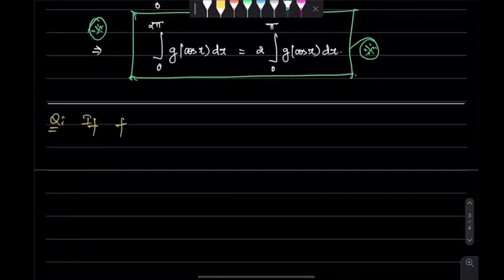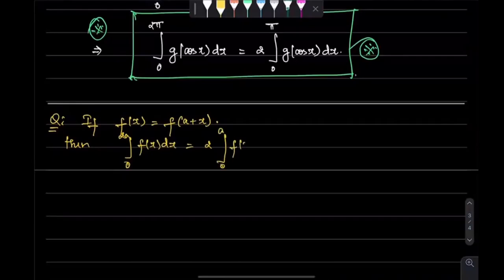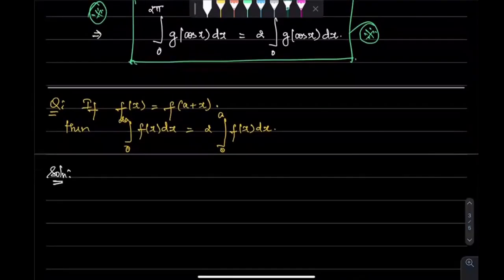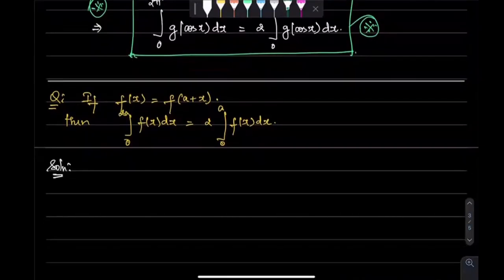If f of x is equal to f of a plus x, then integral 0 to 2a f of x dx will be equal to 2 times the integral 0 to a f of x dx. Do you understand what is happening here? Can I consider this as a result? But before that, you need to solve this properly.